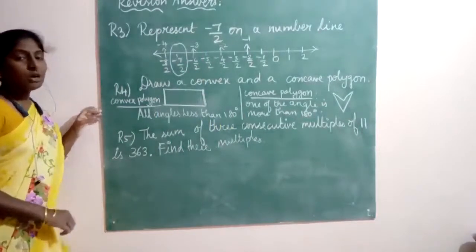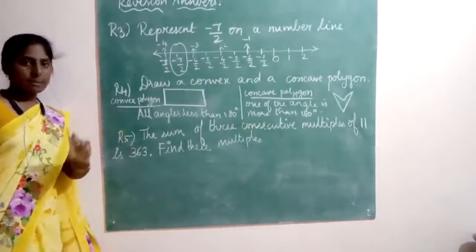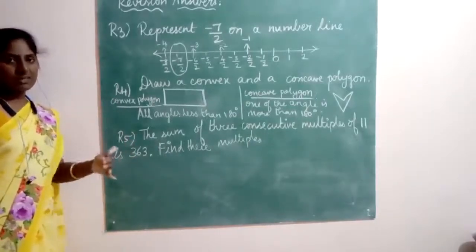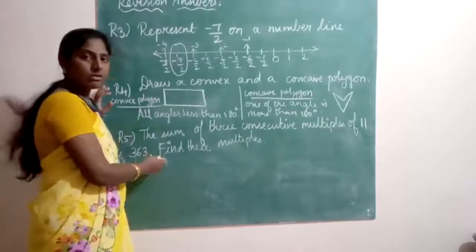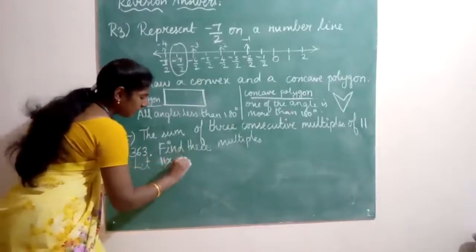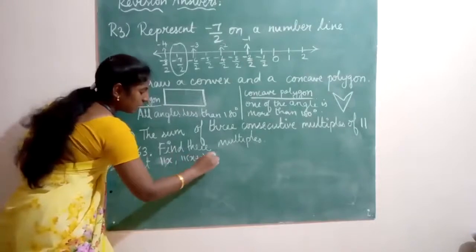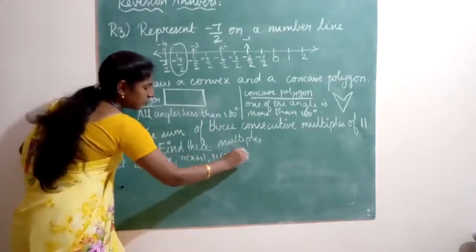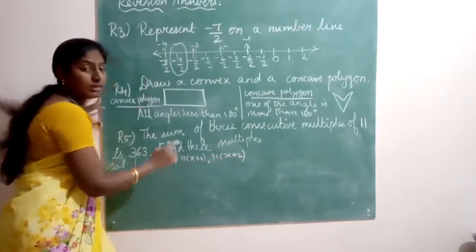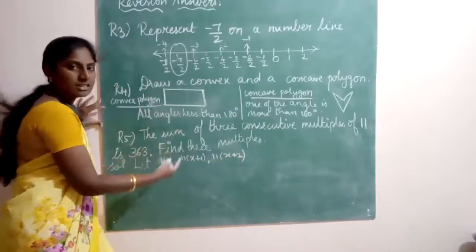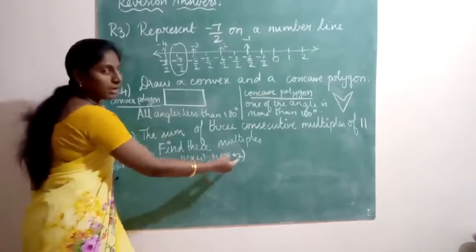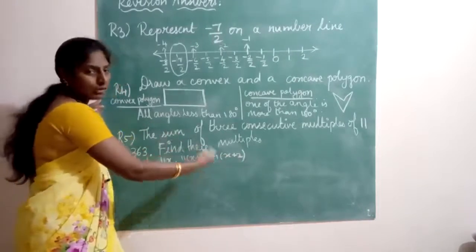Next one, R5: the sum of 3 consecutive multiples of 11 is 363. Find these multiples. What do you mean by consecutive multiples? The next multiples, like 11, 22, 33. They are the numbers that come in the 11 table one after the other, right? Multiples of 11. So let me take 11x, 11 into x plus 1, and 11 into x plus 2. That is 11 into the first number, 11 into the second number, x plus 1. If you add 1 to 1, you will get 2, right? In the same way, 11x, then 11 into x plus 1, then 11 into x plus 2 are the consecutive multiples of 11.